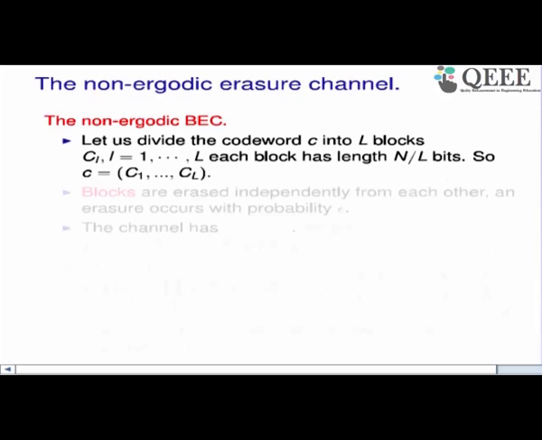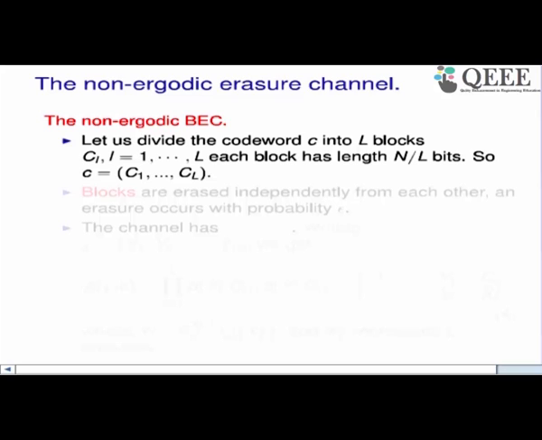Thus, in contrast to an ergodic channel, we will naturally have a non-ergodic channel. See that? I am underlining. So, what do you expect? If an ergodic channel has no memory, a non-ergodic channel will have memory.